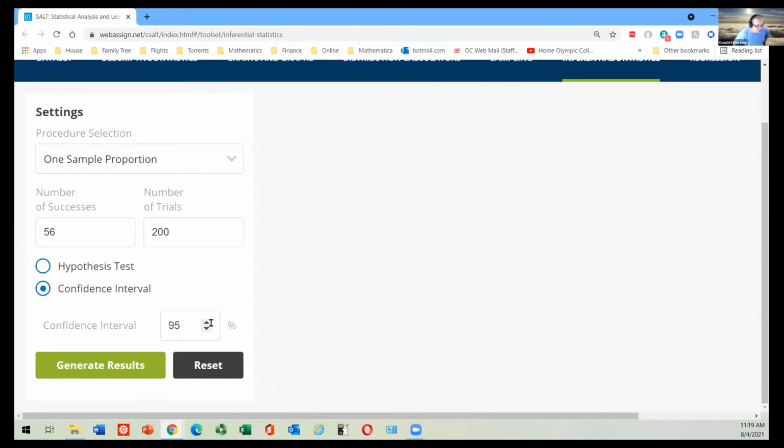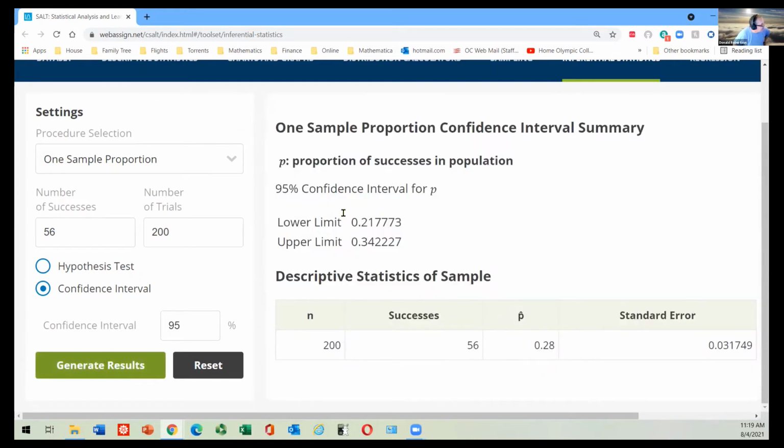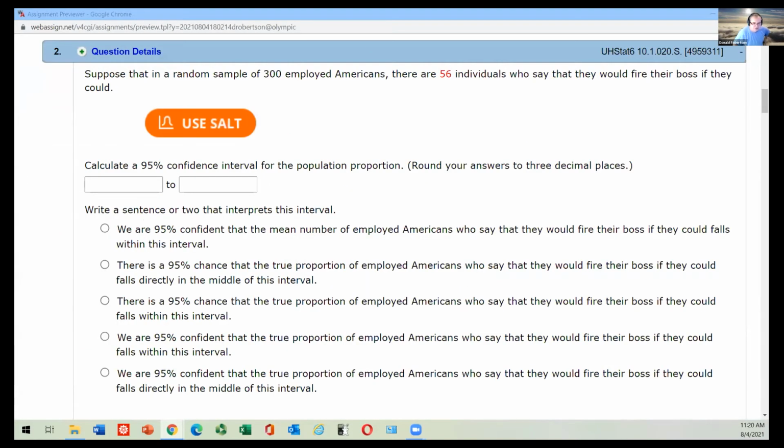Confidence interval, I can't remember now. Let's pretend it was 95 because I can't remember the question. And we hit enter, generate results. And it's that number to that number. They want 3 decimal places, so the lower limit is 0.218, and the upper limit was 0.342.